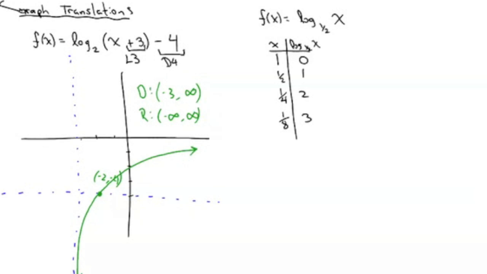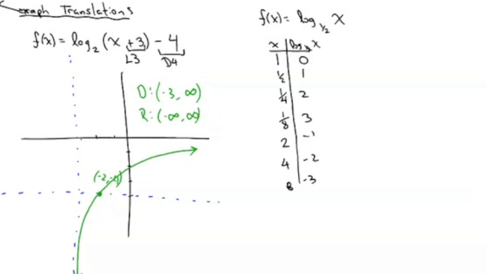Let's go the other direction. What power do you have to raise 1/2 to get to 2? -1. What power do you have to raise 1/2 to get to positive 4? -2. 8? -3.